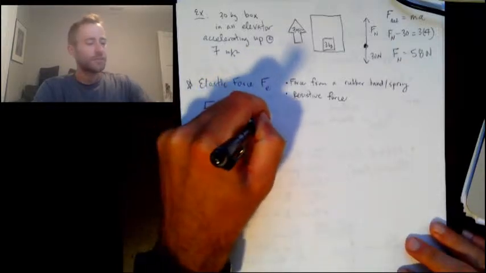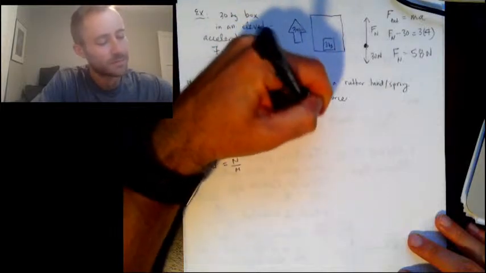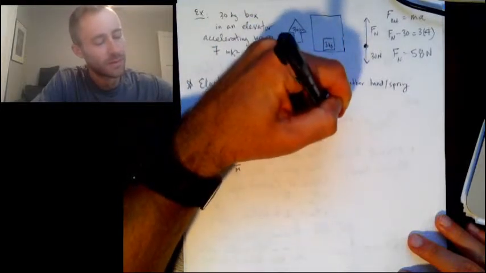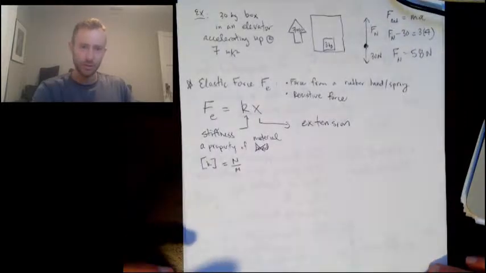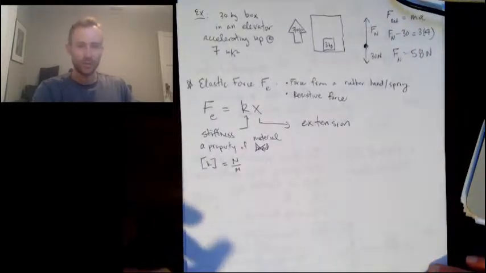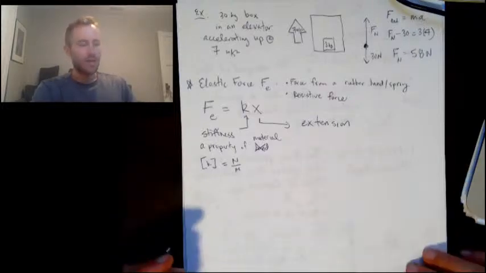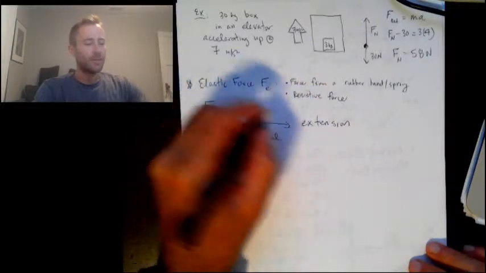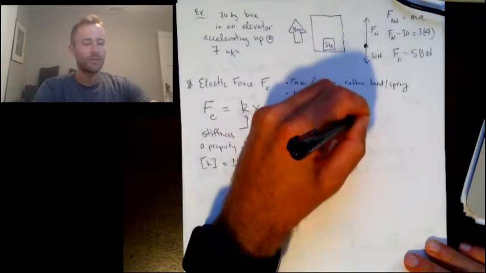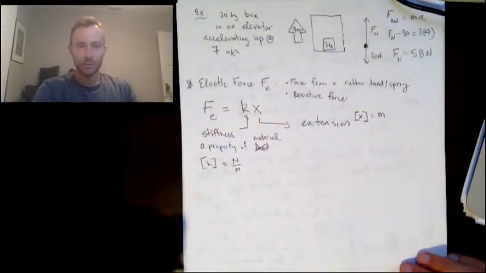x is the extension of the band. So how much is it stretched? How much is it flexed? Now, one thing about rubber bands is that they have a natural length. By the way, units of extension would be meters. It's the amount that it is stretched.